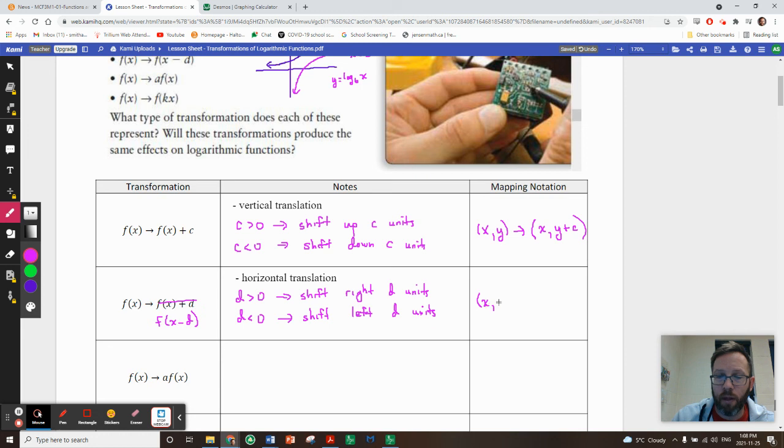What does this do? It takes points x, y. It doesn't affect the y coordinate. It affects the x coordinate. And we add on whatever d is to the x coordinate. And the y value stays unchanged.